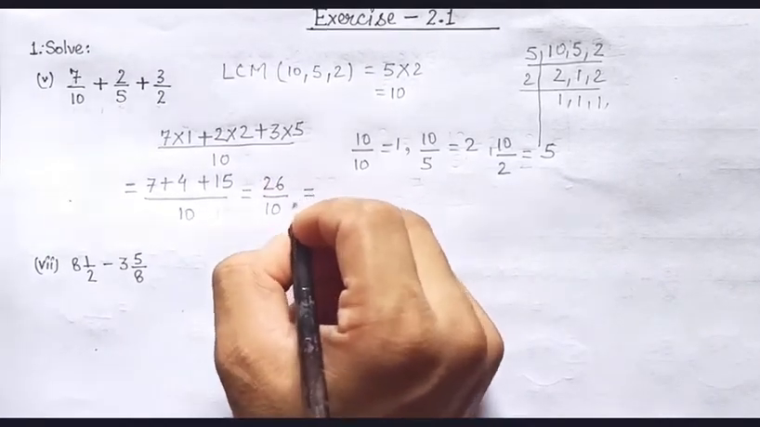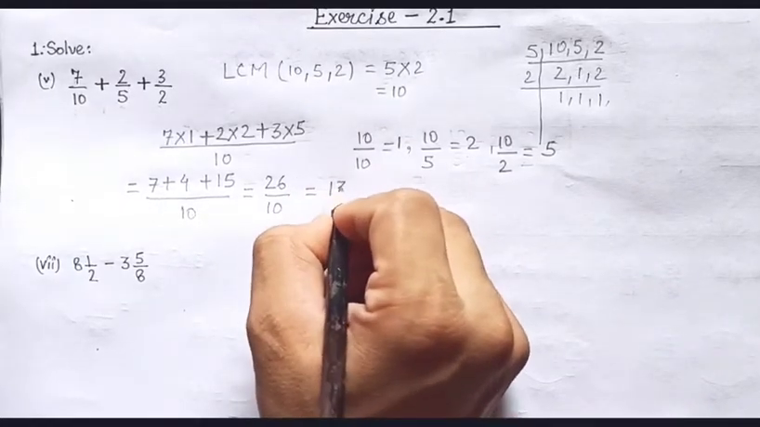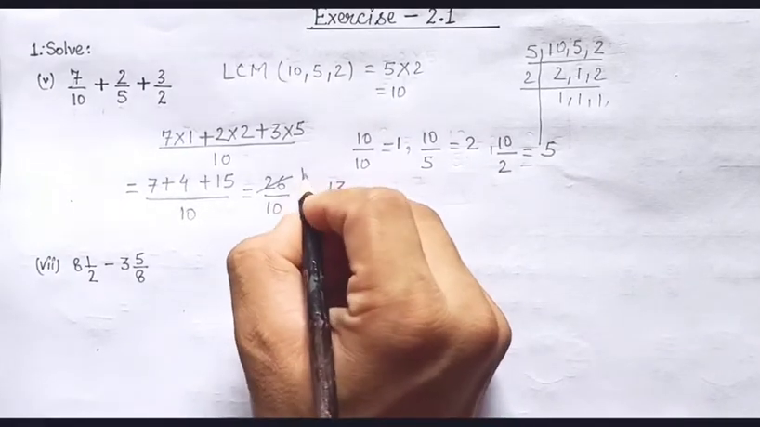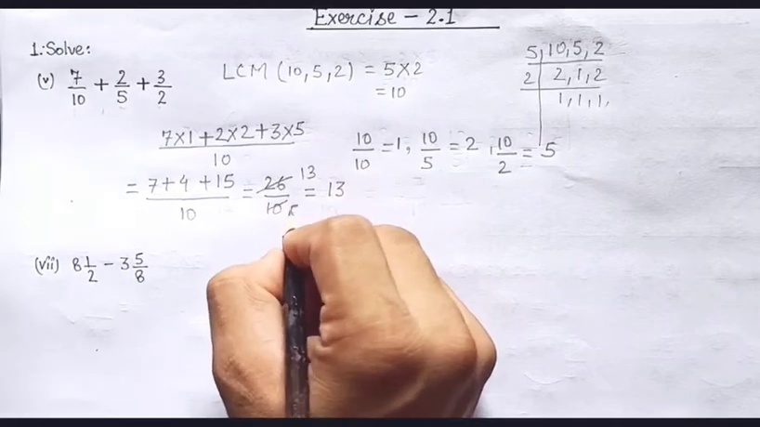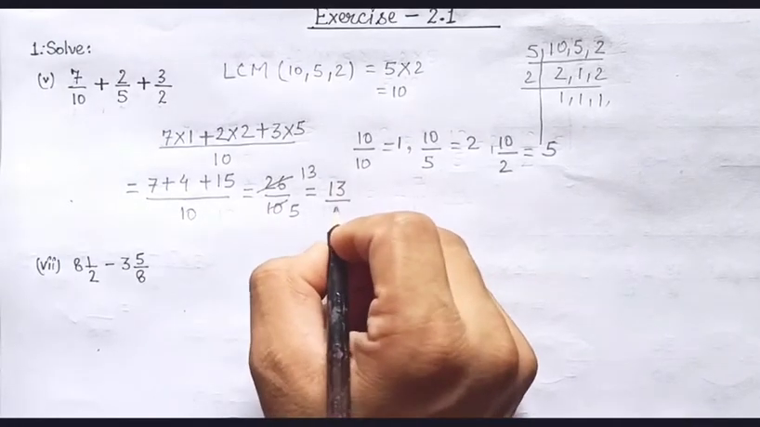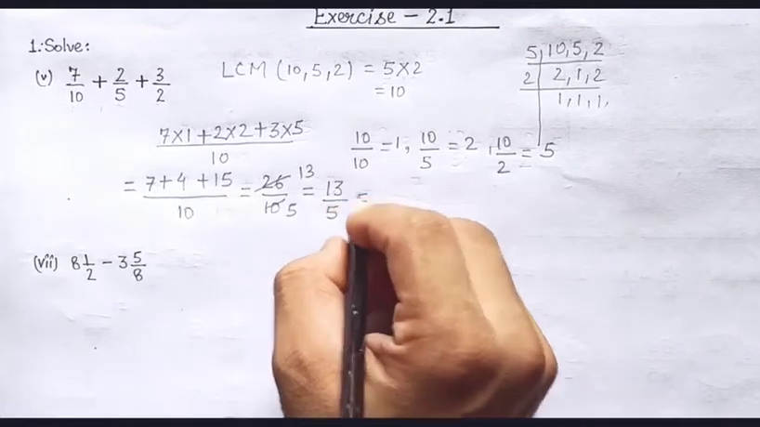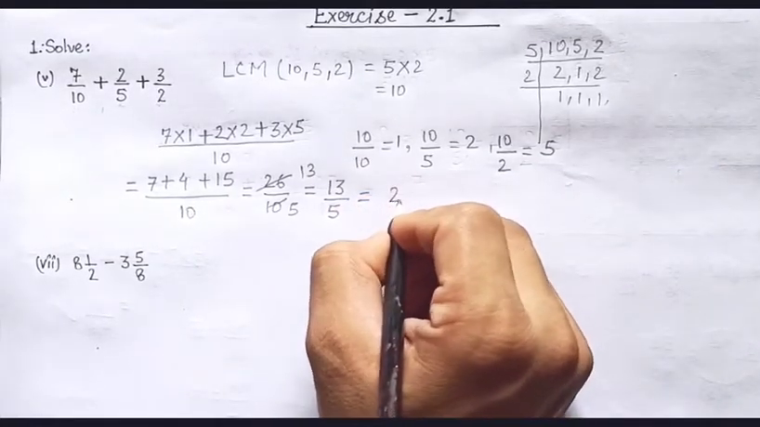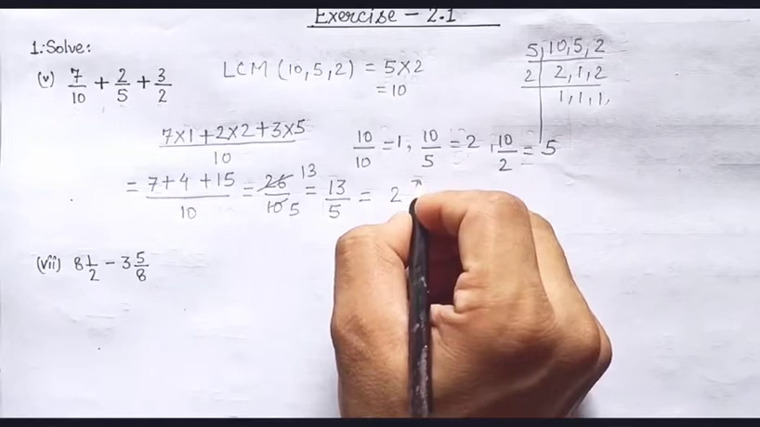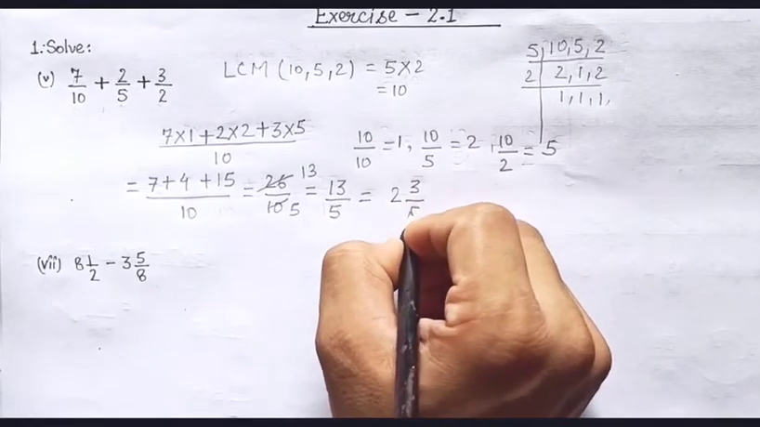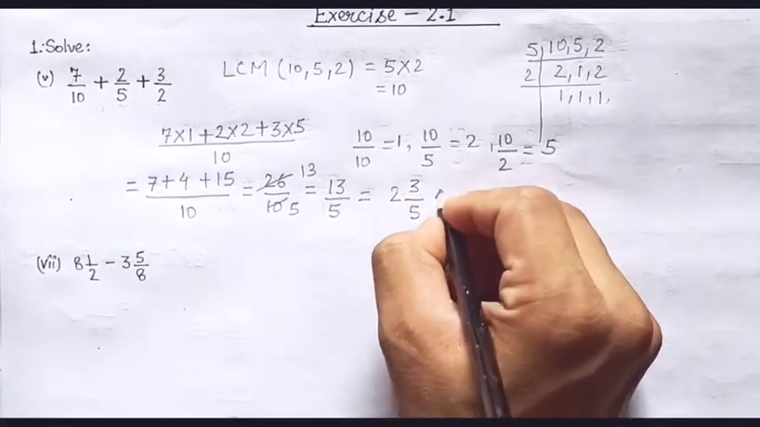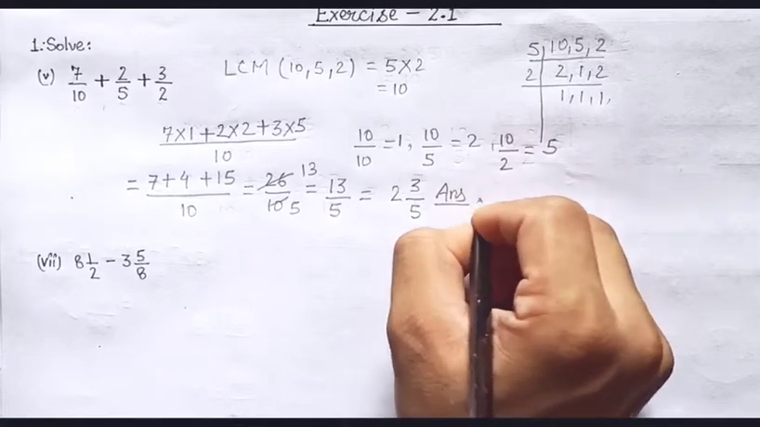It can be simplified as 13 times 2 is 26 and 5 times 2 is 10. So 13 divided by 5. Again, it can be written in mixed form as 2 times 5 is 10 and remainder 3, so 2 3/5. So this is our required answer.